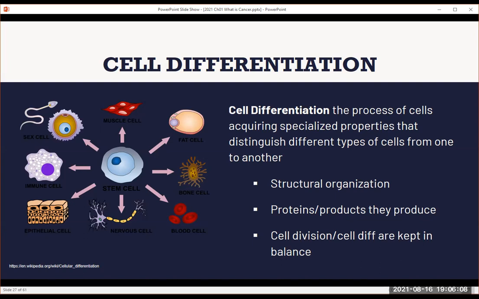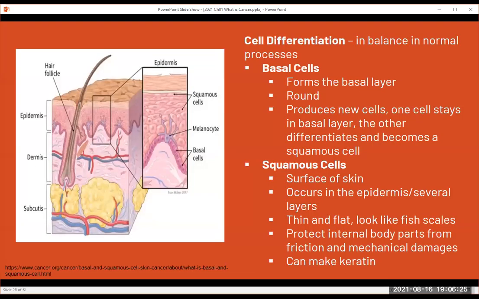So just because a cell has been differentiated may not mean that it's never going to divide again. Some of them do divide again and some of them do not, right? But that cell division and cell differentiation, it's all being kept in balance. An example of this will be looking at your skin cells and how the skin continues to produce new layers of that epithelial layer, right? So there's a lot of balance that's happening in the system.